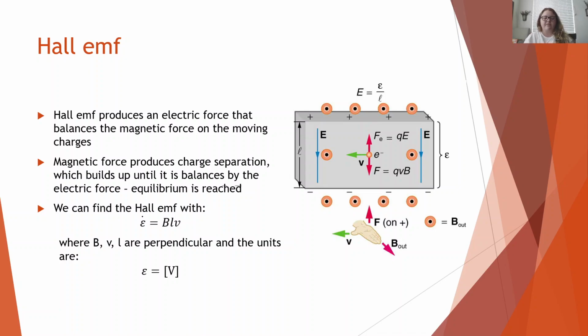Hall EMF can be found with this equation here. Epsilon is equal to BLV, where those are all perpendicular to each other, and the units are volts since it is a voltage.